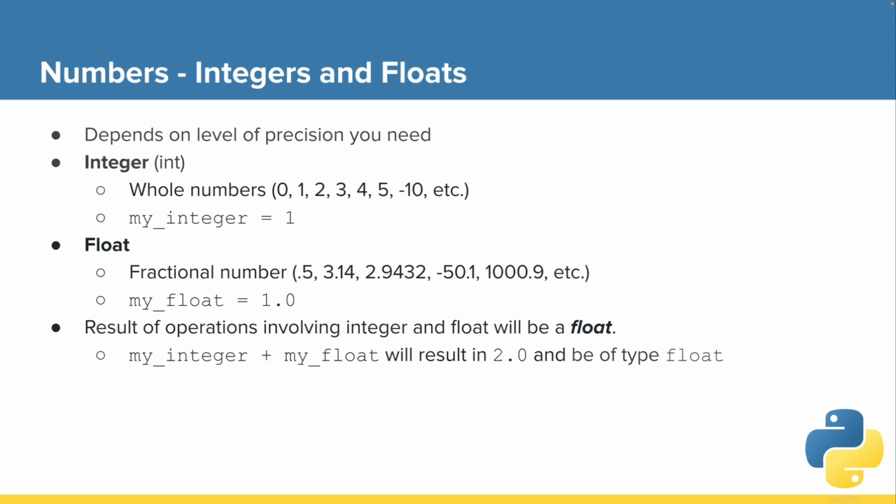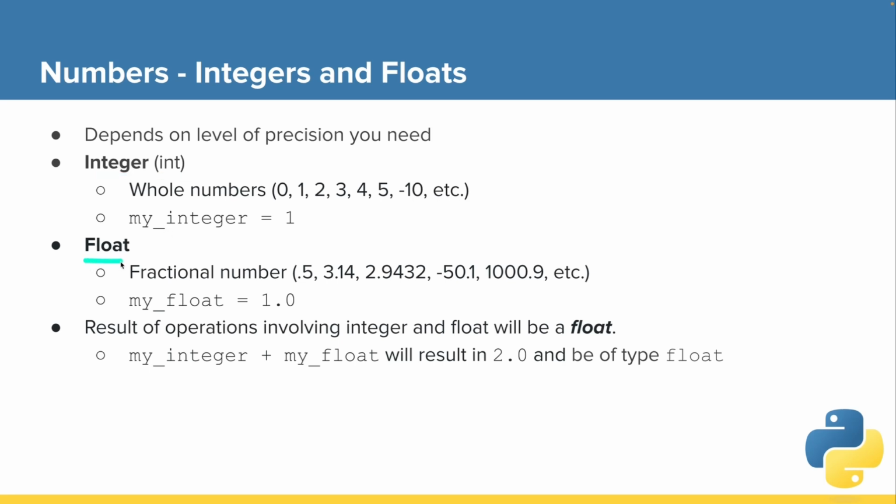If we have quotes around a variable value, it detects it as a string. In the same sense, with integers, those are whole numbers. In other words, 0, 1, 2, 3, 4, 5, even negative numbers, negative 1, 2, 3, 4, 5, negative 10, etc. And so if we create a variable called myInteger and assign it a value of 1, that is a whole number. So Python will define that as type int, integer.